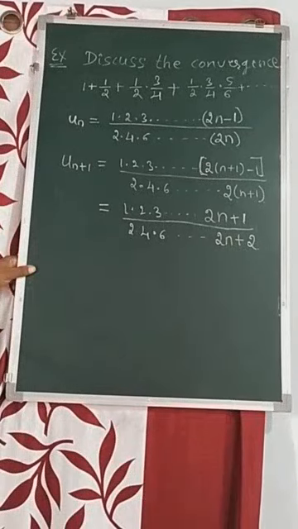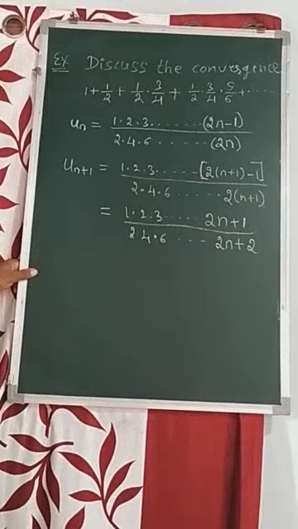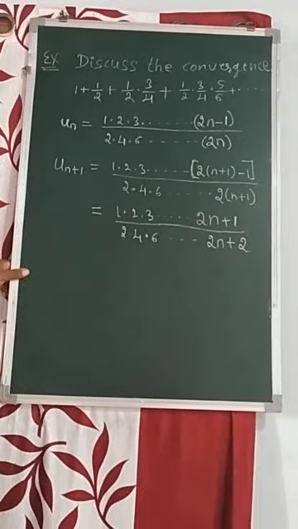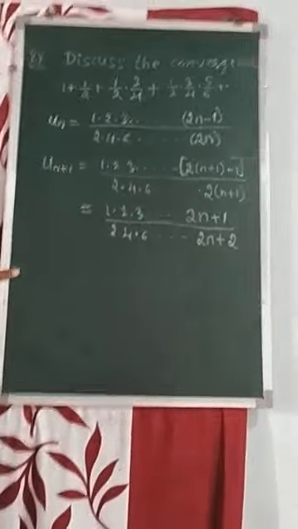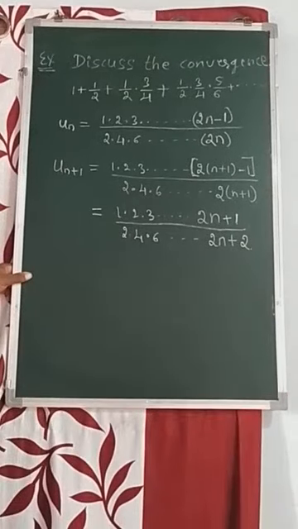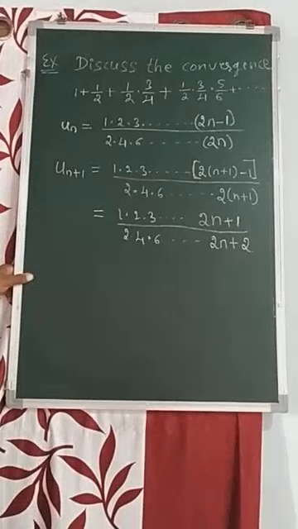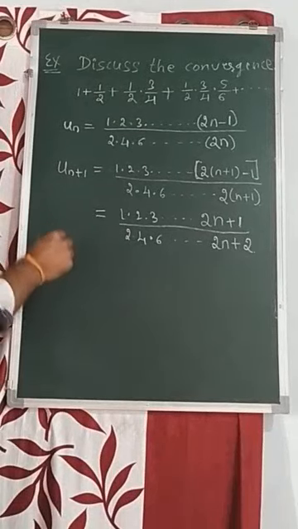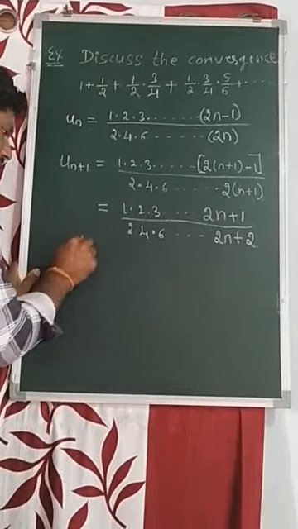Next applying the D'Alembert's ratio test. First we shall apply the D'Alembert's ratio test. That D'Alembert's ratio test fails. Next apply the Raabe's test. Okay. Applying the condition of D'Alembert's ratio test.